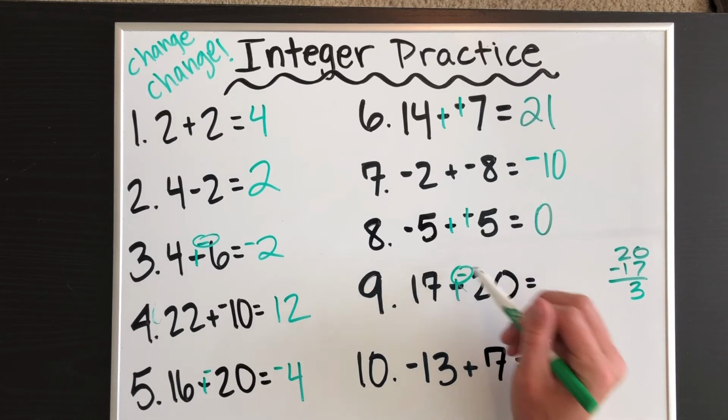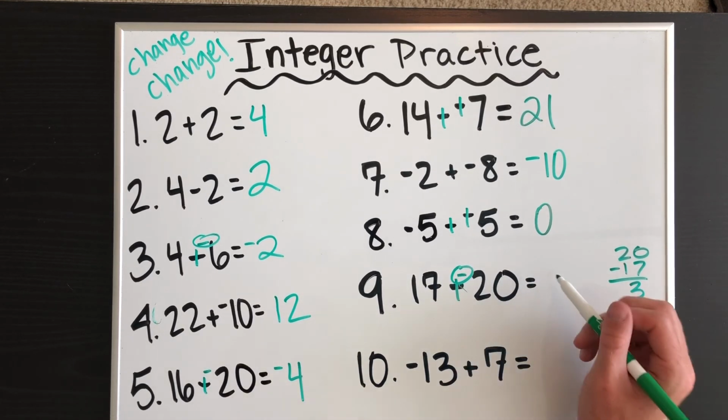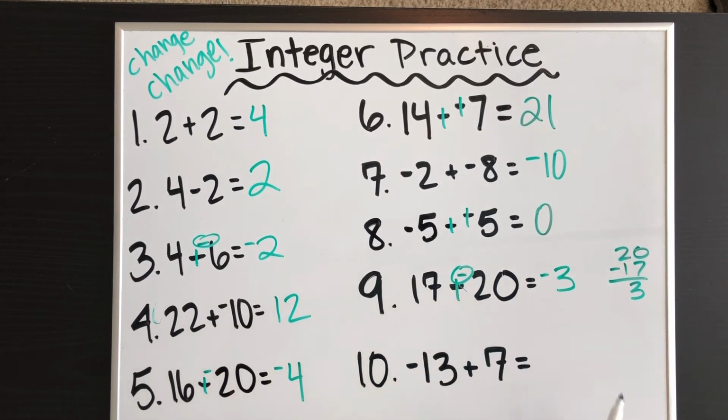And our sign is negative, or it's going to be negative because the 20 is bigger.